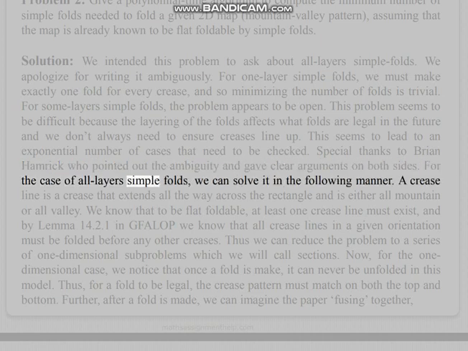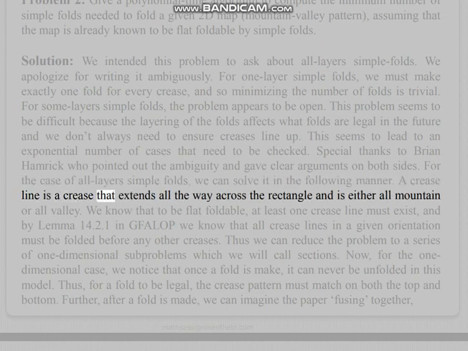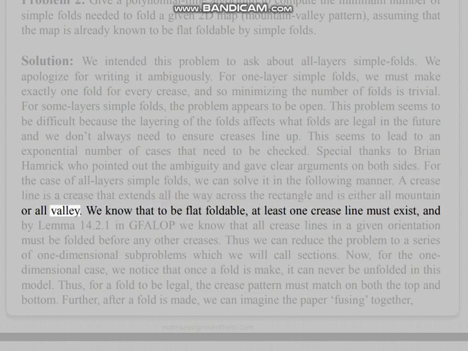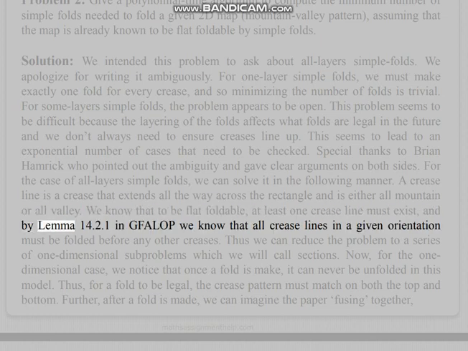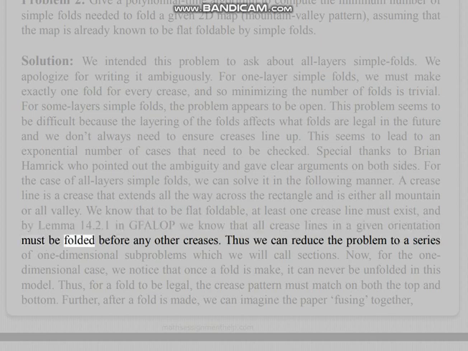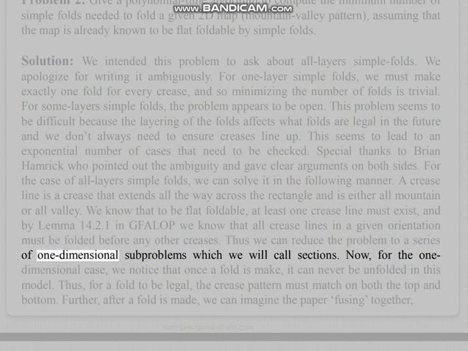For the case of all layers simple folds, we can solve it in the following manner. A crease line is a crease that extends all the way across the rectangle and is either all mountain or all valley. We know that to be flat foldable, at least one crease line must exist, and by Lemma 14.2.1 in Fallop, we know that all crease lines in a given orientation must be folded before any other creases. Thus, we can reduce the problem to a series of one-dimensional subproblems, which we will call sections.